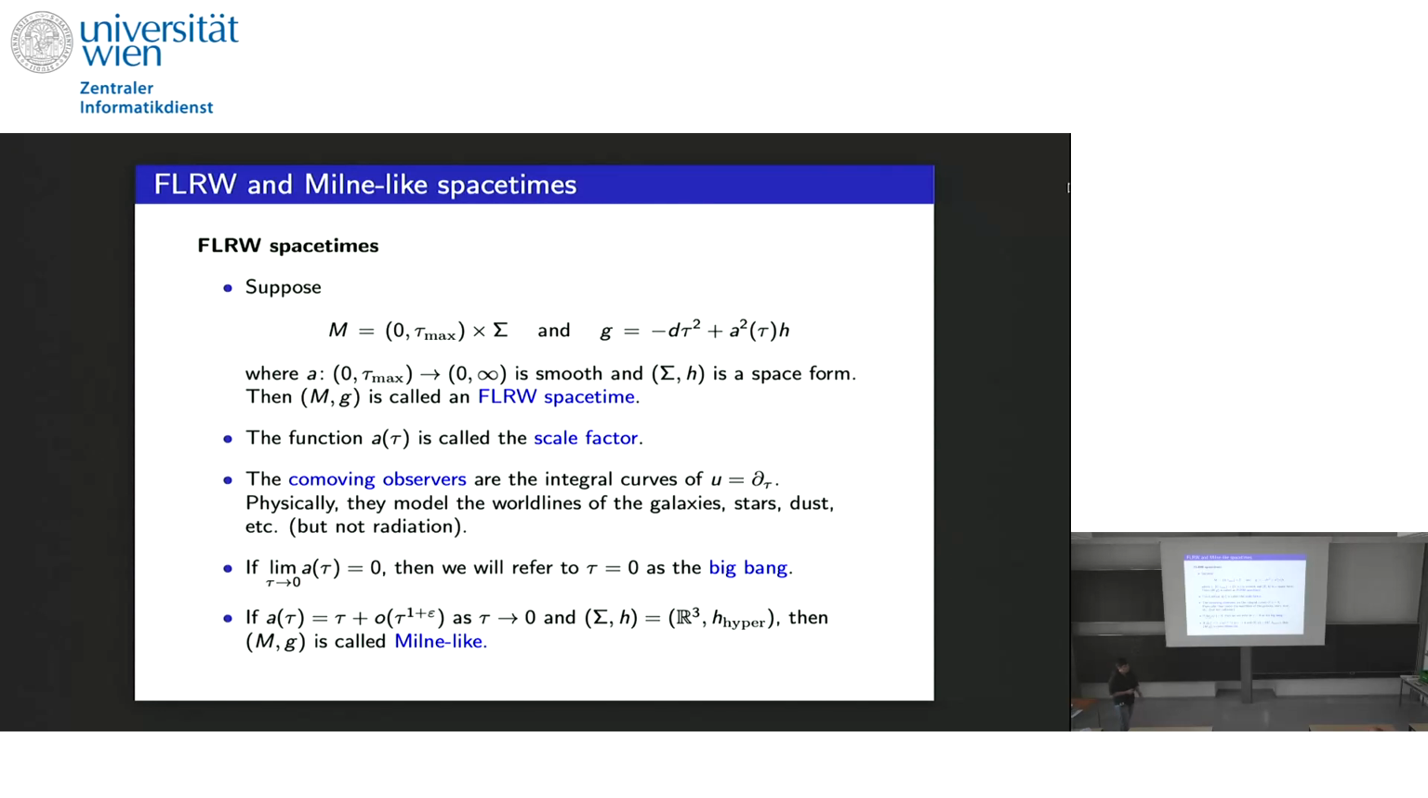It's named after Friedmann, Lemaître, Robertson, and Walker, who first studied these. The function a of t, the warping function, is called the scale factor. The co-moving observers are the integral curves of this vector field. They're actually timelike geodesics, and physically they model the world lines of galaxies, stars, and dust that make up the universe. But of course, they don't model radiation because radiation travels at the speed of light.